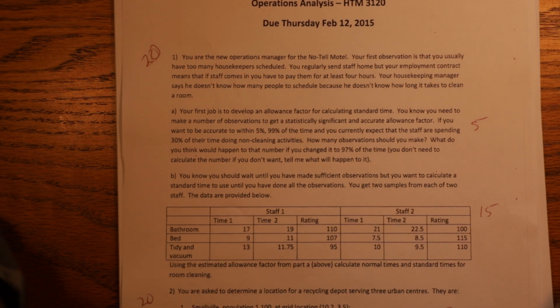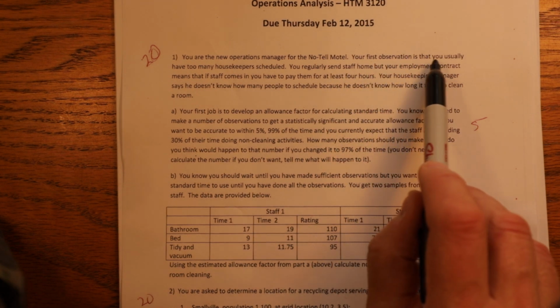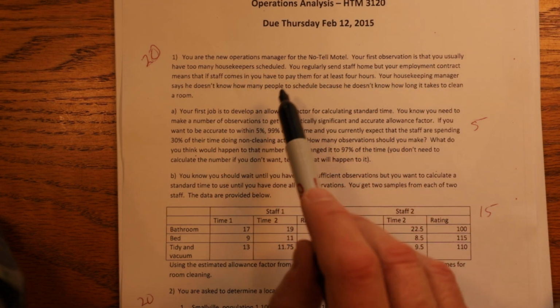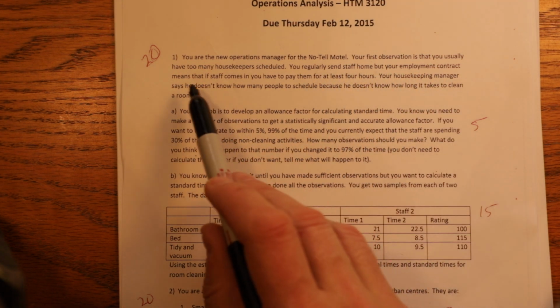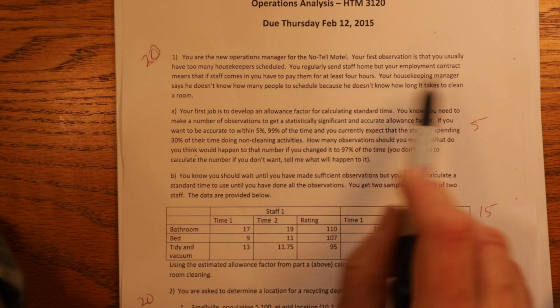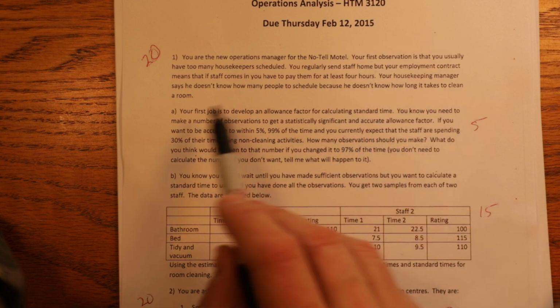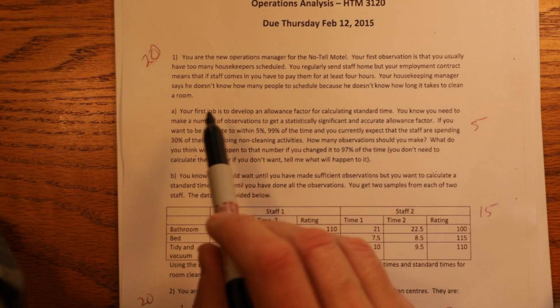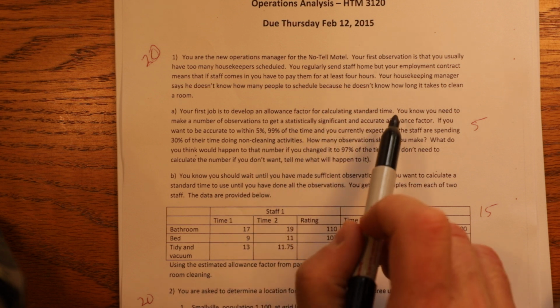So, you are the new operations manager for the No-Tell Motel. Your first observation is that you usually have too many housekeepers scheduled. You regularly send staff home, but your employment contract means that if staff comes in, you have to pay them for at least 4 hours. Your housekeeping manager says he doesn't know how many people to schedule because he doesn't know how long it takes to clean a room. So, A, your first job is to develop an allowance factor for calculating standard time.